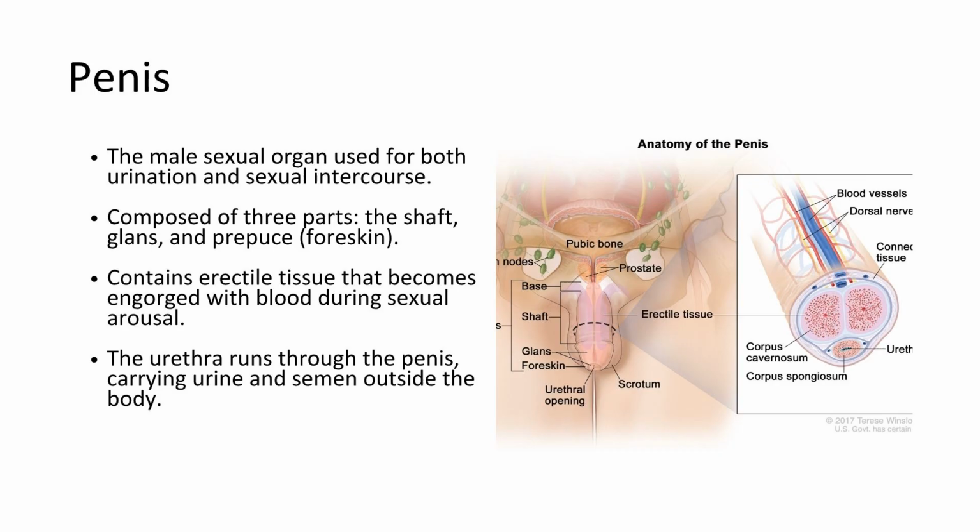Corpora cavernosa. 2 columns of erectile tissue that run along the top side of the penis. These tissues fill with blood during sexual arousal, causing the penis to become rigid. Corpus spongiosum, a single column of erectile tissue located along the underside of the penis. It surrounds the urethra and helps keep the urethra open during an erection, preventing it from being compressed.